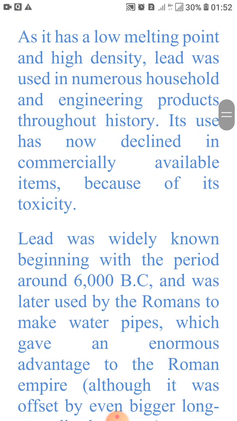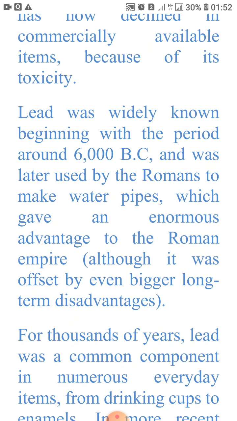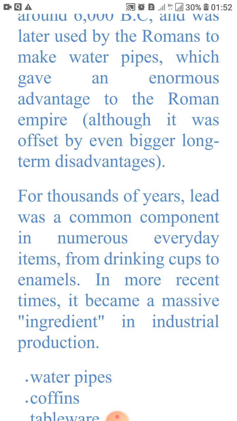Lead was widely known beginning with the period of 6000 BC and was later used by the Romans to make water pipes, which gave an enormous advantage to the Roman Empire, although it was offset by even bigger long term disadvantages. For thousands of years, lead was a common component in numerous everyday items, from drinking cups to enamels.